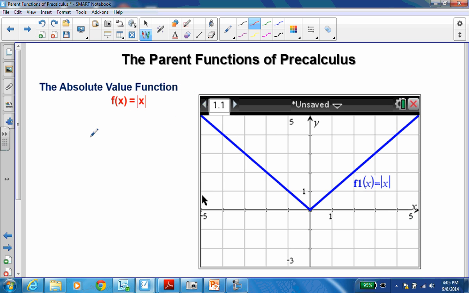Next, the absolute value function, odd or even? Does this function reflect about the y-axis? Even. So what is the domain? Domain is going to be exactly what I heard a lot of people say: all real numbers. And what's our range going to be?